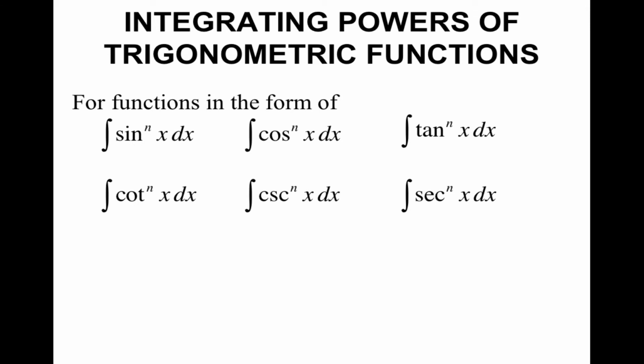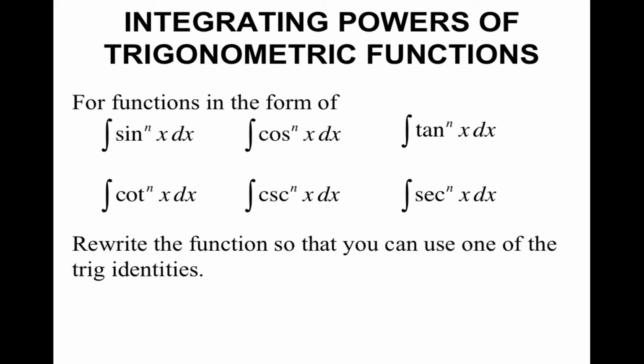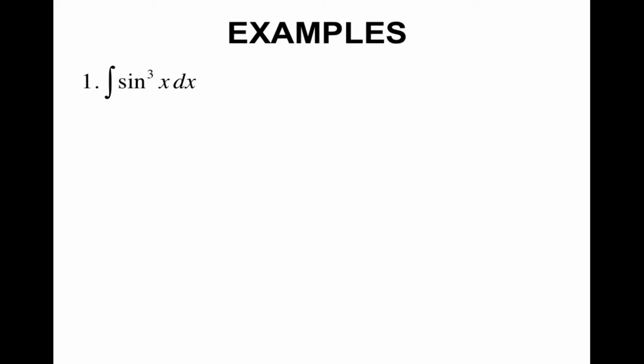All right, so what we're going to be doing in this unit is integrating powers of trig functions. That means we will be looking at functions in the form of these six options: sine to some nth power, cosine to some nth power, tangent to some nth power, cotangent to some nth power, cosecant to some nth power, and secant to some nth power. We will be needing to rewrite the functions so that you can use one of the trig identities that we just reviewed a few slides back. All right, so let's look at an example.